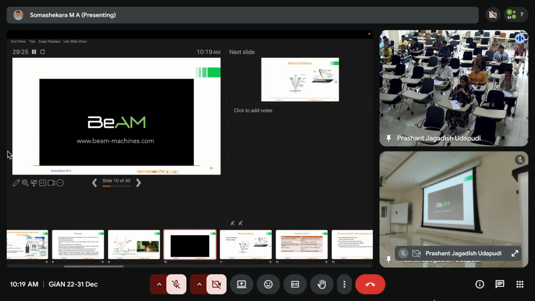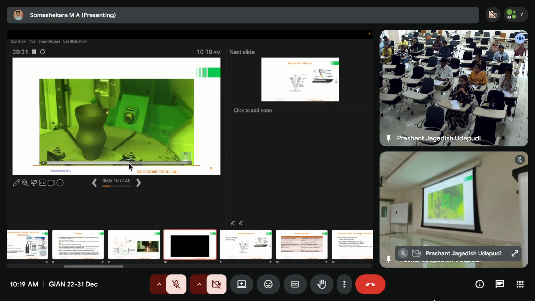Okay. Can anyone tell me what you observed that is different from the other technology, powder bed fusion? Any different observation?